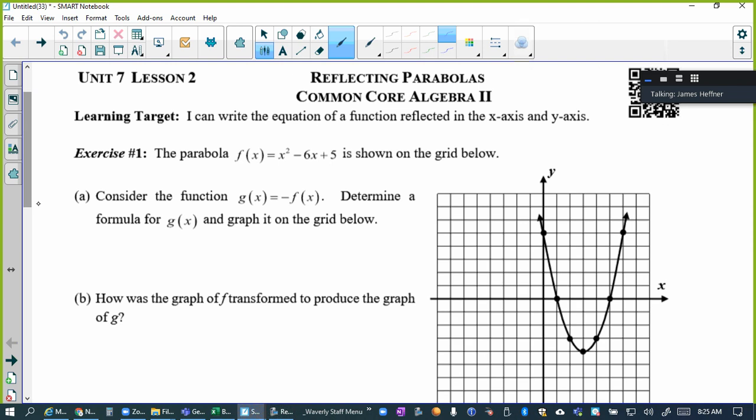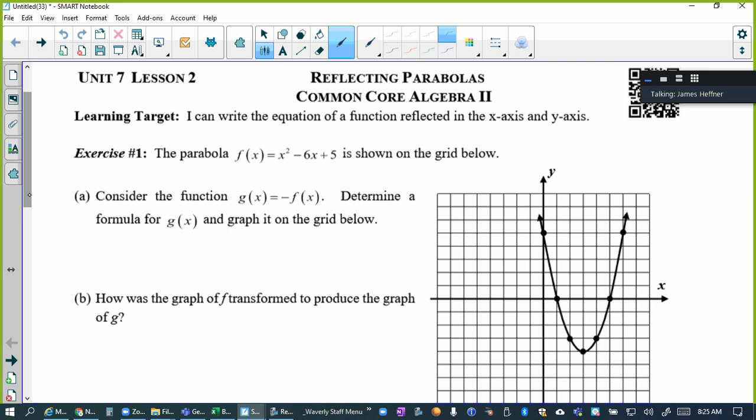So in exercise 1, we have this parabola. It's f of x equals x squared minus 6x plus 5. And off to the right, they have a graph of that. Now, you graph those in algebra, I know, okay? A lot of times you just put it in your calculator, table of values, right? And you always have this middle value and everything symmetrical on each side of it, okay?